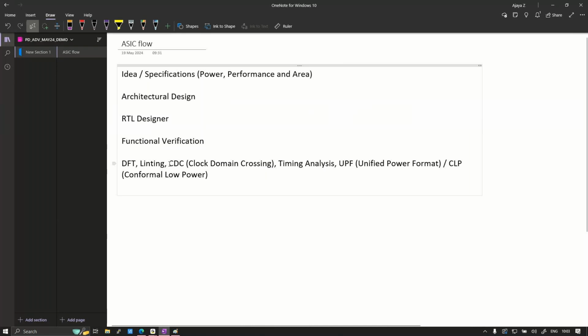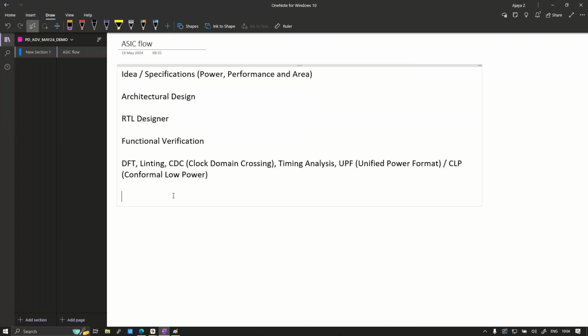Okay, so for all these tasks we have a separate course also available called RTL integration. If you want, you can join that also. DFT is a separate task. RTL designer and functional verification, we have separate courses. Based on your requirement, you can take that particular course. Now, till this, we will be calling it front end.